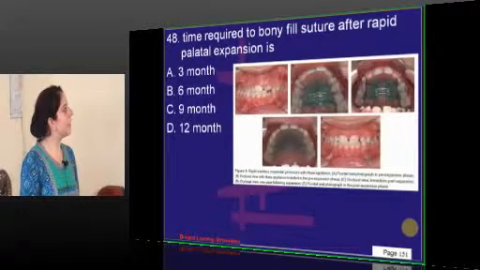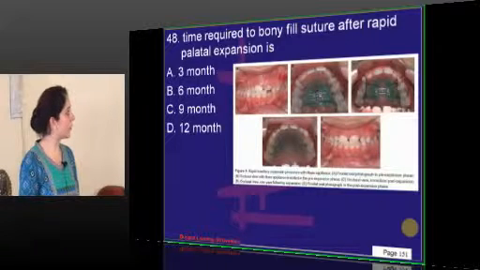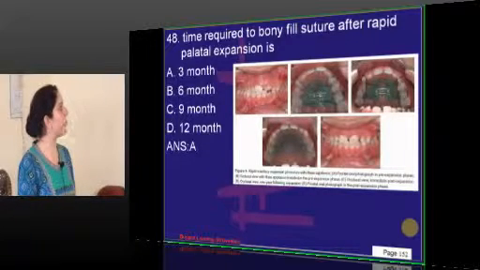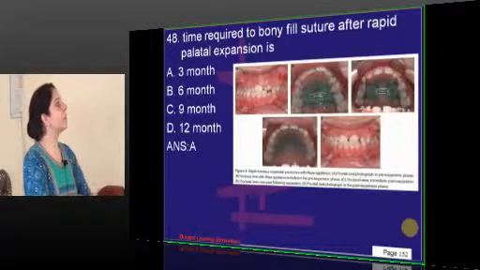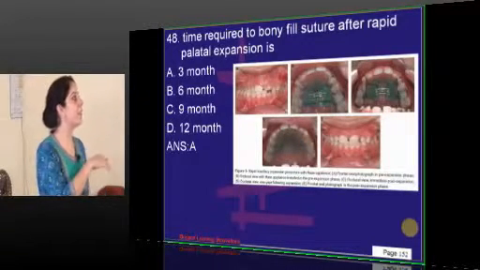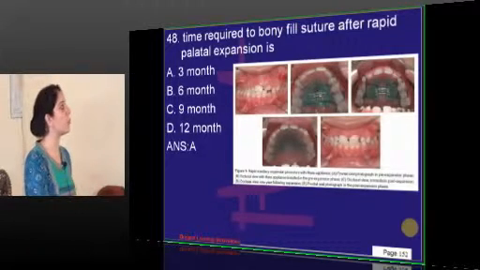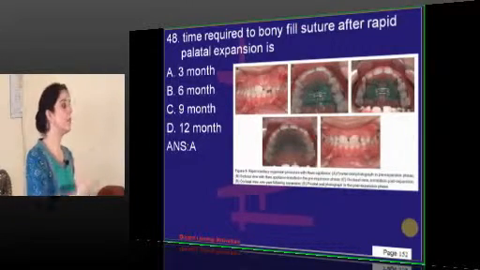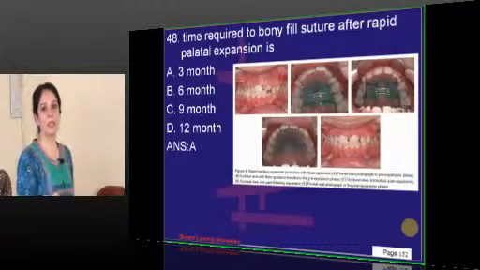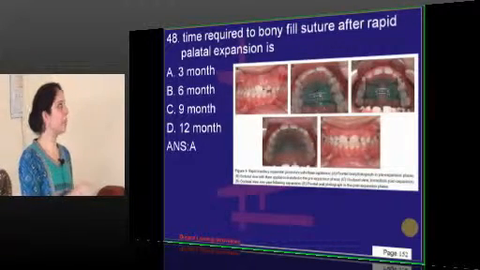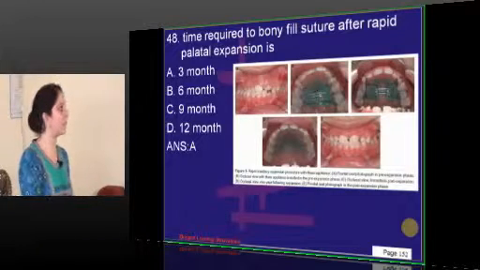Time required for bony filling of the sutures after rapid palatal expansion is around 3 months. Now this is something which is important. Why? Because when we place a rapid palatal expander like the Hyrax which is shown over here, the Hyrax itself will take around a week or two for the initiation and the activation. The activation schedule should be completed by 2 weeks.